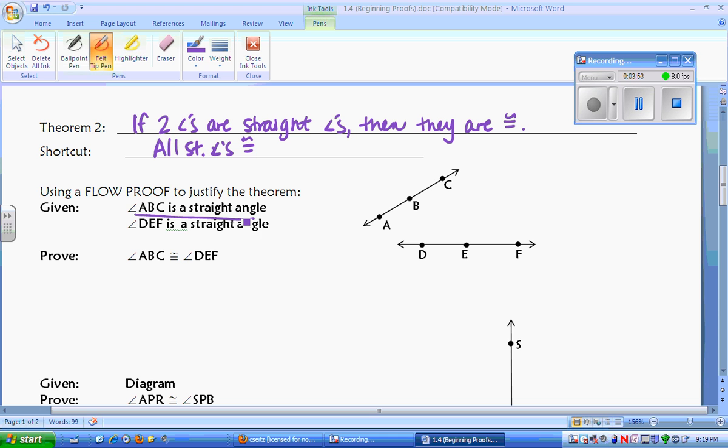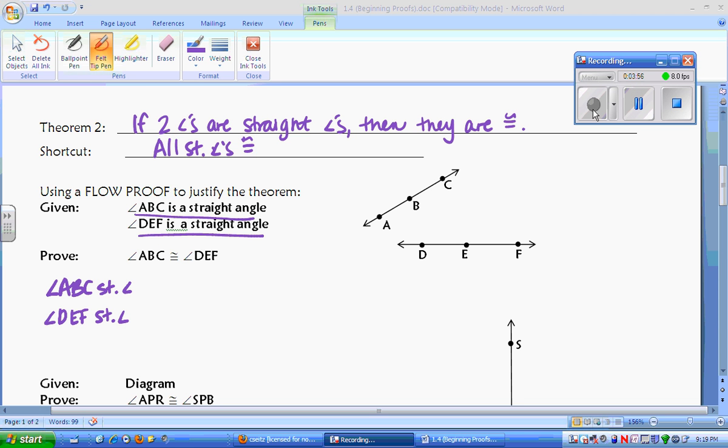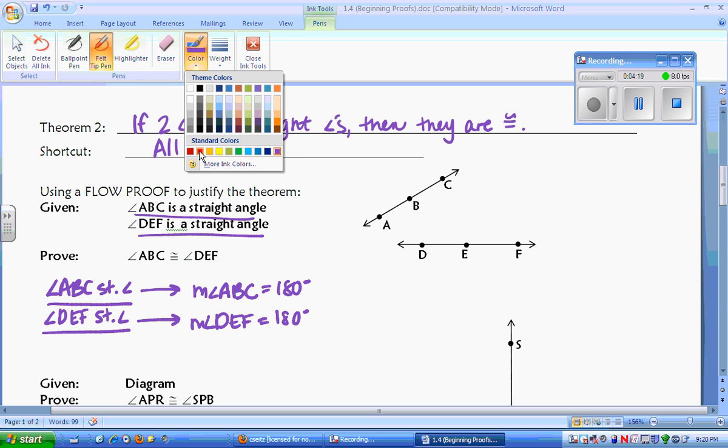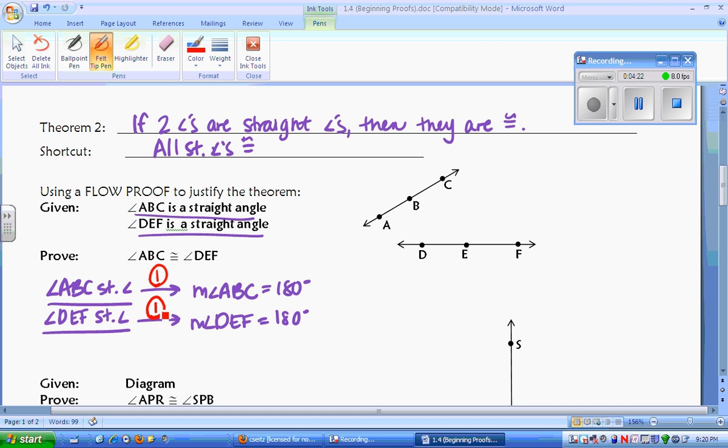So again, I'm going to write my givens out and underline them. Go ahead and do that now. Okay, so angle ABC straight, angle DEF straight, and they should be underlined. What do I know about straight angles? I know that their measures equal. I hope you know a straight angle equals 180 degrees. If you know that, then we're doing good. Same with DEF is 180 degrees. Okay, now what's the reason for that? Similar to the one above. This is going to be our first reason. Reasons I'll put over here. Why do we know a straight angle is 180 degrees? Well, that's the definition of a straight angle.